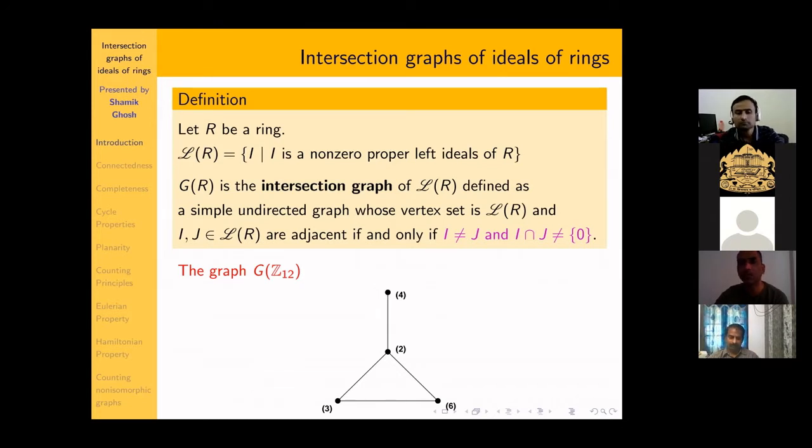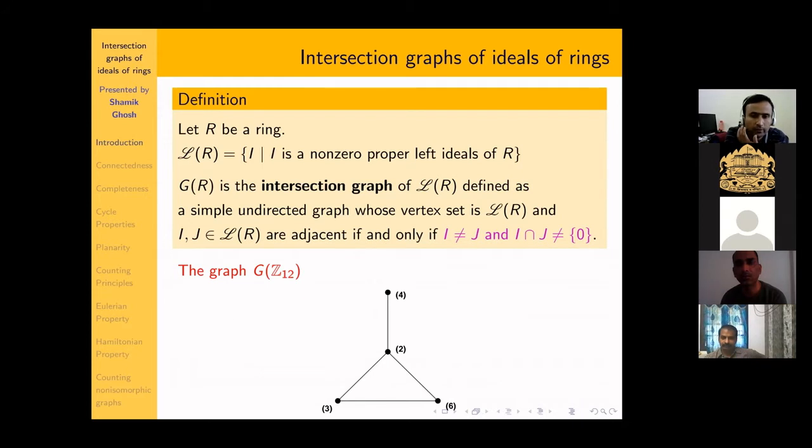Similarly, you see that 2 and 3 are joined by an edge, because their intersection is basically the ideal generated by 6. But the ideal generated by 3 is not adjacent to the ideal generated by 4, because their intersection gives you only the zero element. The ideal generated by 4 has elements 4, 8, and 0, and the ideal generated by 3 has elements 3, 6, 9, and 0. So the only common element is 0, and that is why there is no edge between them.